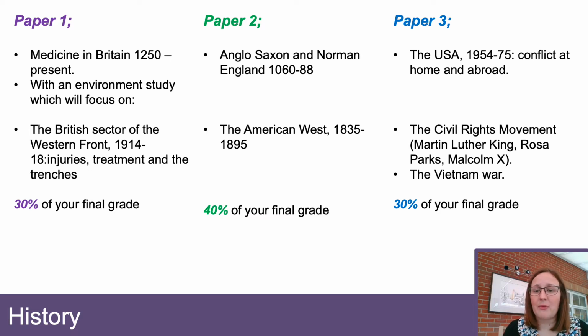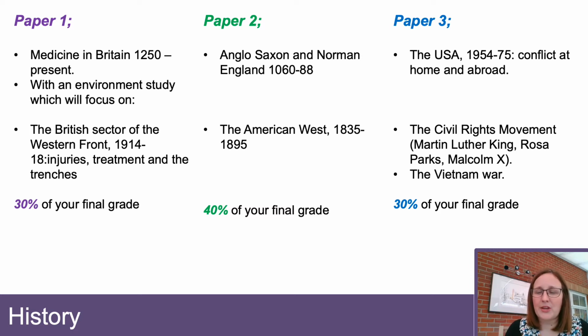And then there's American West, which looks at the impact of settlers' lives in America and how that destroyed the Native American traditional way of life, and that's also worth 20%. Both those period studies come in the same exam, 40% in total.